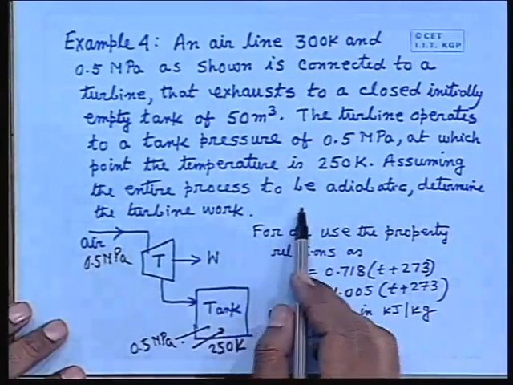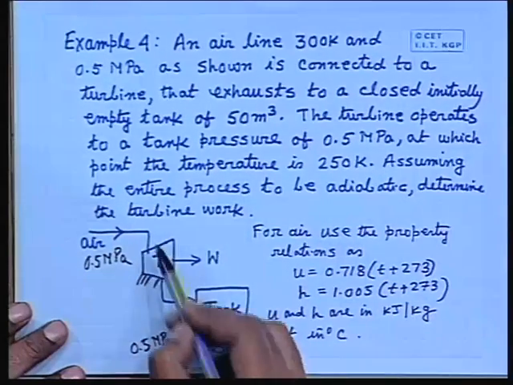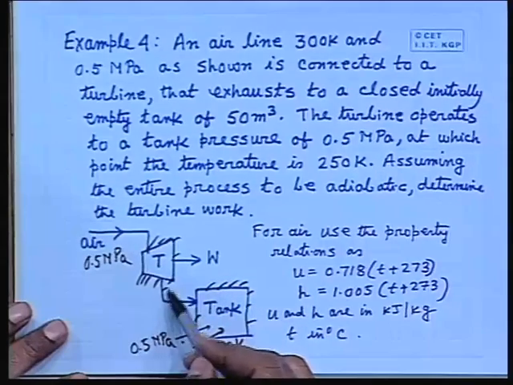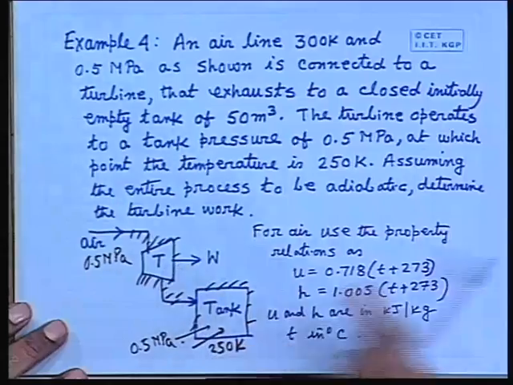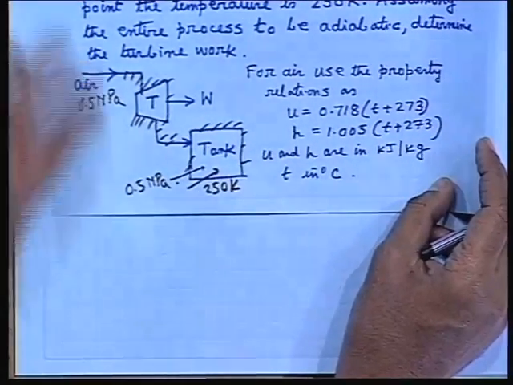Assuming the entire process to be adiabatic, that means both the turbines and the tank along with the pipelines are adiabatic. Everything is adiabatic. Determine the turbine work. You have to find out what is the turbine work. Tell me which one you will consider as a control volume, please, any one of you. So the turbine. Only turbine.